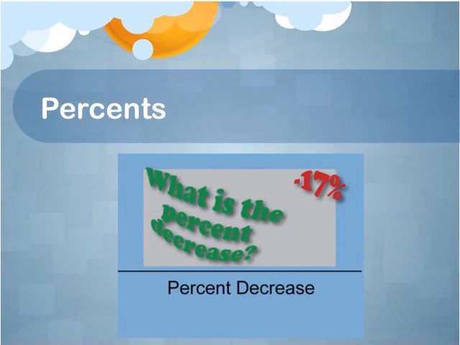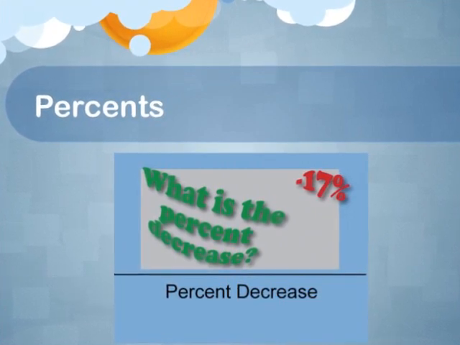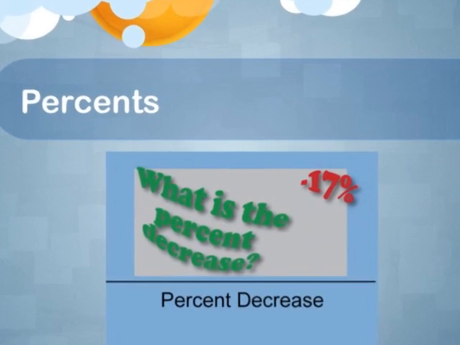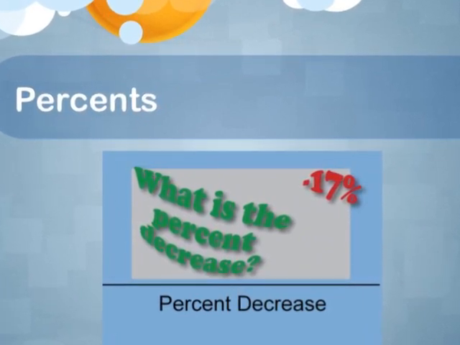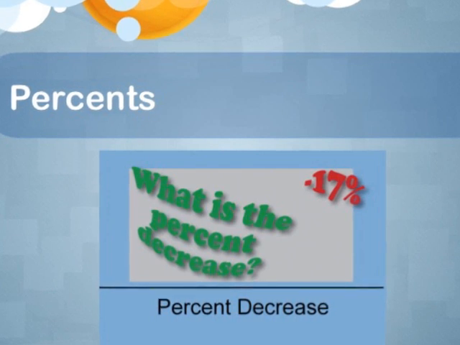When one number decreases in value, this change can be represented as a number, a fractional decrease, or a percent decrease. In this video, we'll look at examples of numerical decreases in value and see how this corresponds to a percent decrease. Let's look at an example.